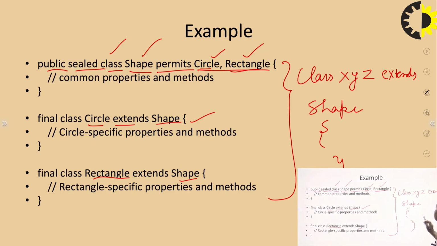So in this case, when we want any unauthorized class to extend this sealed shape class, we will be met with an error, and the program will not execute. It will show that this is a sealed class and this extension is not going to happen.